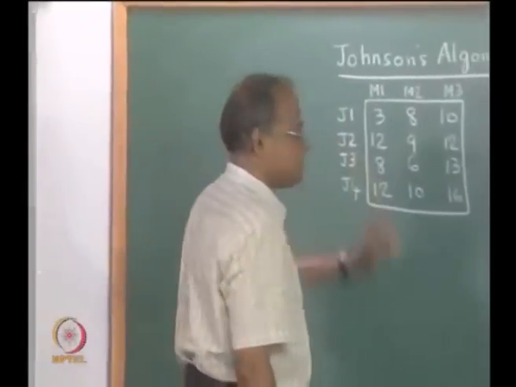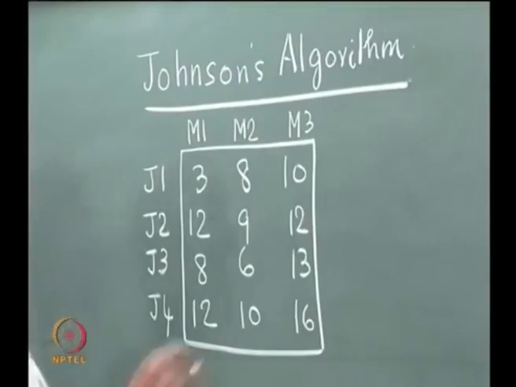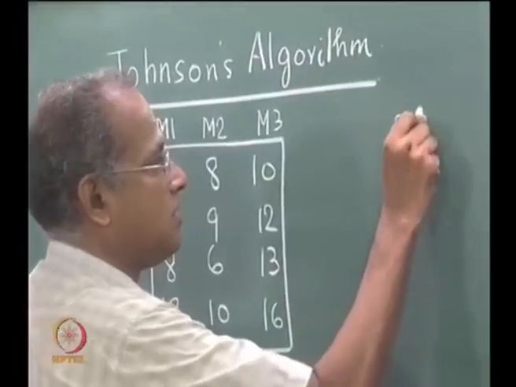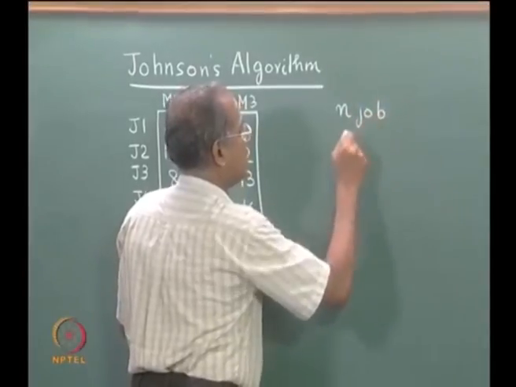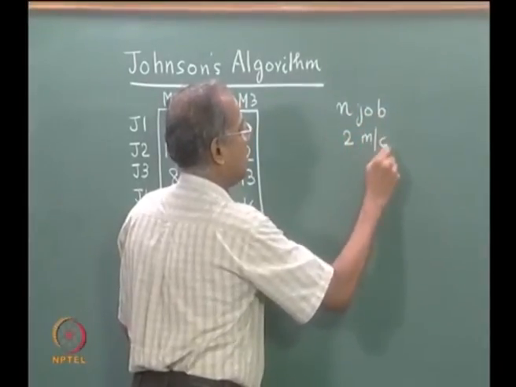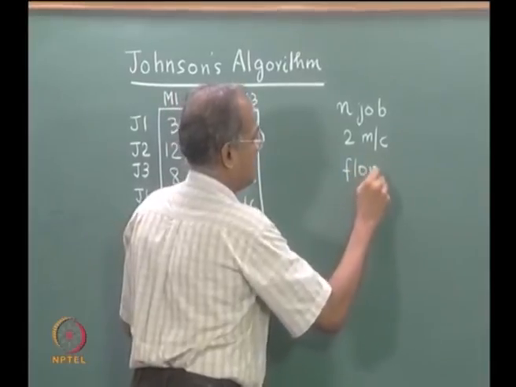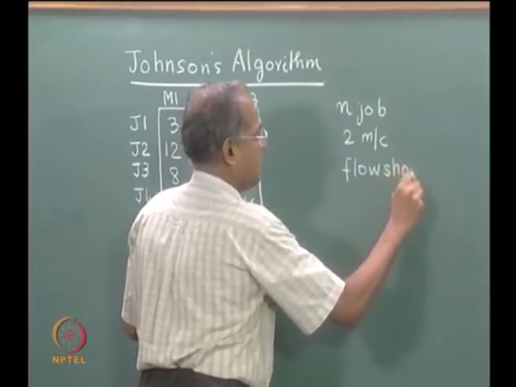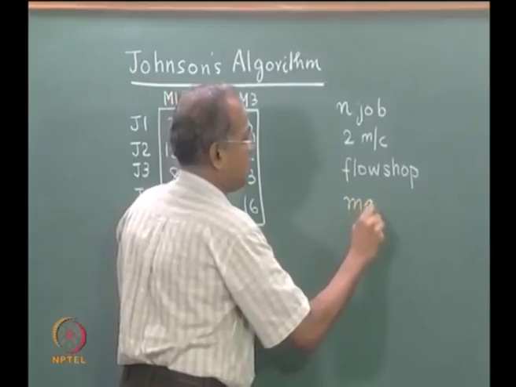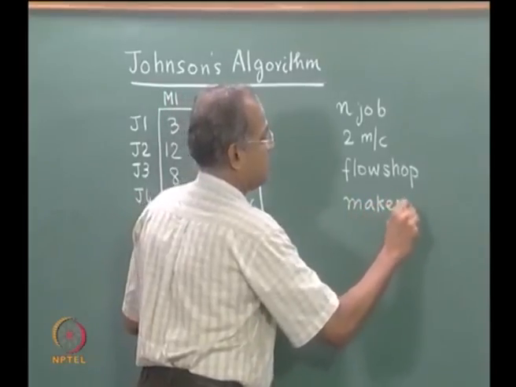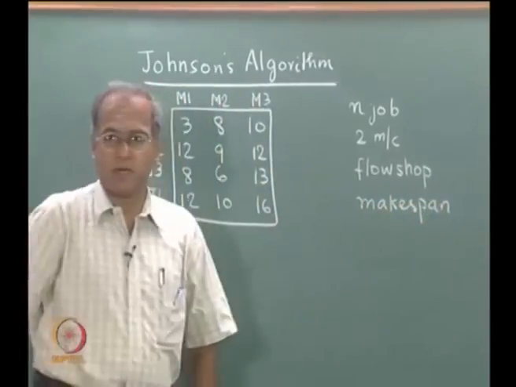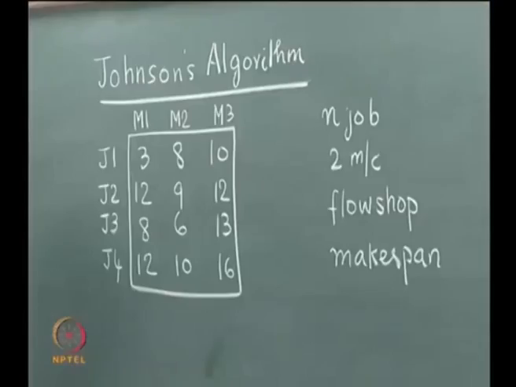We saw Johnson's algorithm, which could provide an optimum solution to an n job 2 machine flow shop sequencing problem to minimize make span. We also showed a numerical illustration to explain the various steps in Johnson's algorithm.